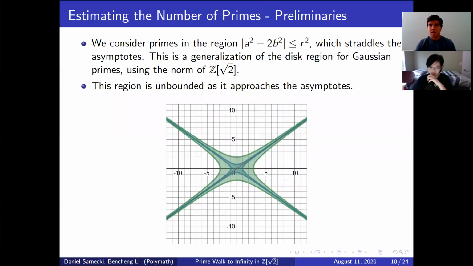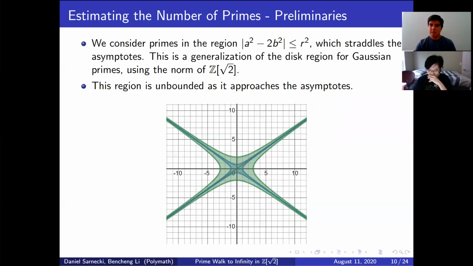So first we estimate the number of primes in order to calculate this probability. We consider primes in the region where the absolute value of a squared minus 2b squared is less than or equal to r squared, which is this region you could see below. The green region is for a larger constant of r, and then the blue region is for a smaller constant of r, I think 1. And then the red line that you see going through the origin is the asymptote.